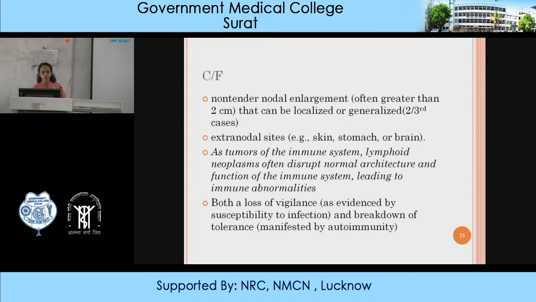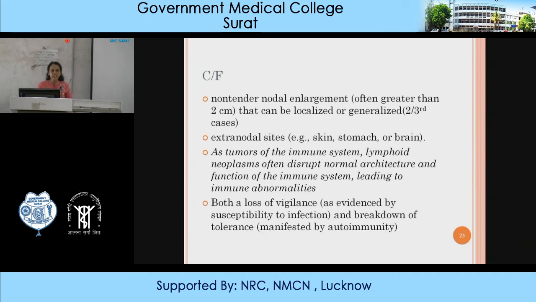Some extranodal sites are also there, like skin, stomach, brain, but most commonly in T-cell lymphoma. When we are talking of B-cell lymphoma, they are generally nodal. Lymphomas are tumors of the immune system. This lymphoid neoplasm often disturbs the normal architecture and function of the immune system, which leads to immune abnormality. So the patient may present with autoimmunity.